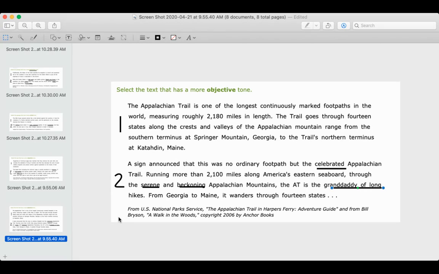So these are good examples when you think about objective or neutral. It sticks to the facts. And then we also had some examples that would just be positive or negative tones and words that you could use to describe them. I hope that was helpful.